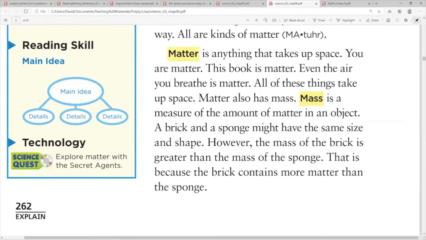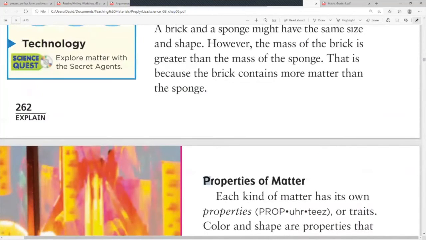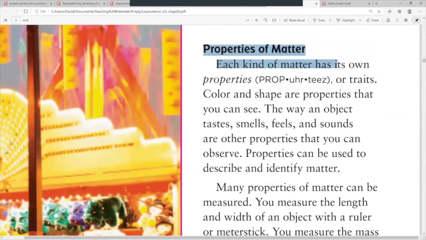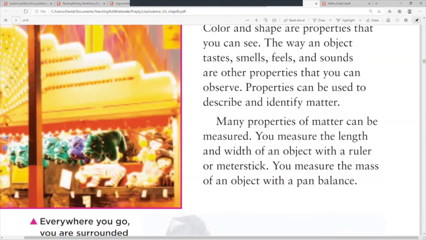Yeah? Okay. Now we're going to move ahead a little bit to the properties of matter. Would you read this for me, please? Each kind of matter has its own properties or traits. Color and shape are properties that you can see. The way an object tastes, smells, feels, and sounds are other properties you can observe. Properties can be used to describe and identify matter. Many properties of matter can be measured.